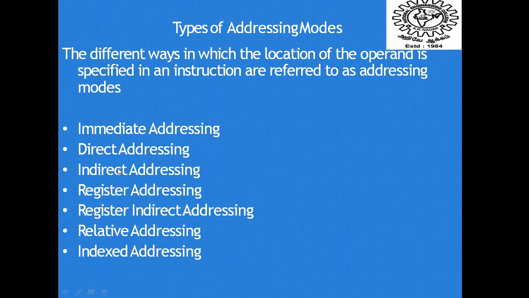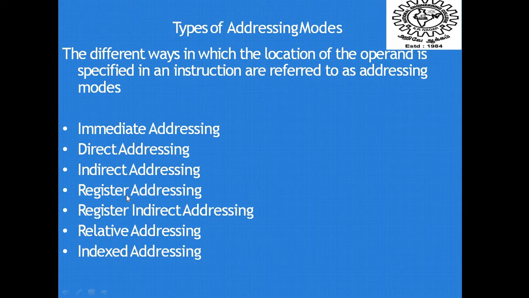The address will be given directly in the instruction. That is direct addressing. Indirect addressing means the address will be mentioned indirectly. It will denote a value. If you go to the value, the address will be there. The address will not be given directly. Instead of that, an index or reference value will be given. In that reference value, your address will be given. So it is given indirectly.